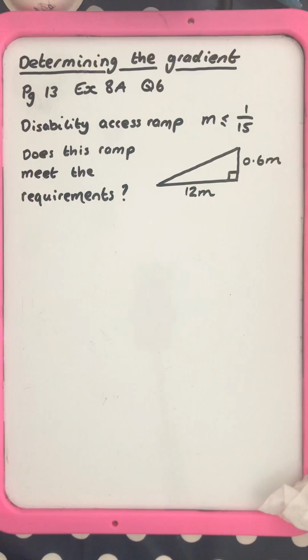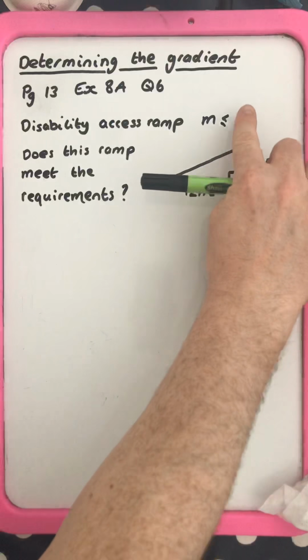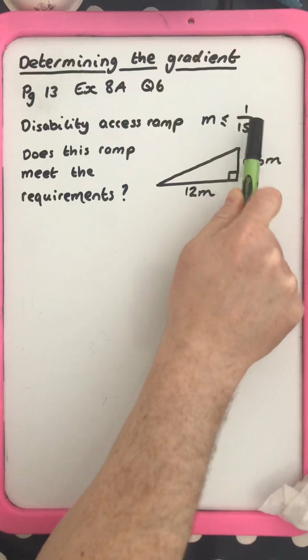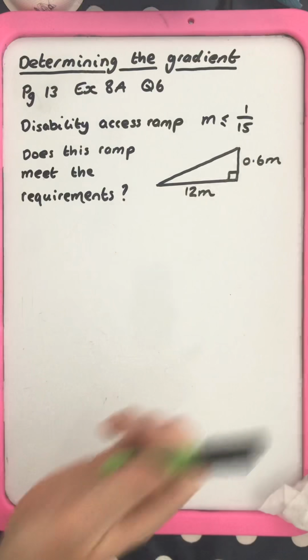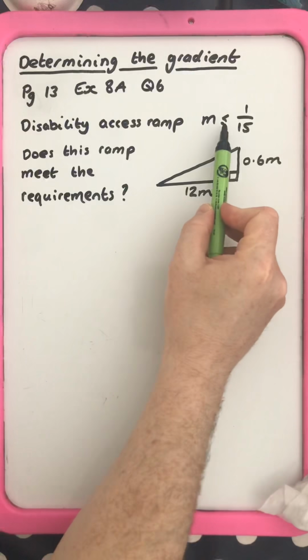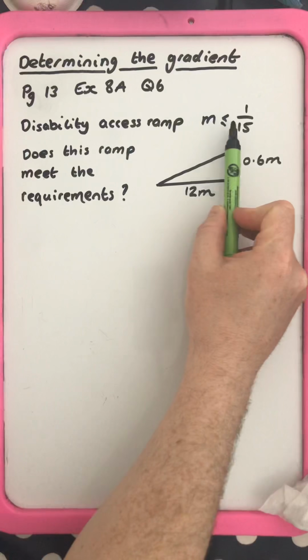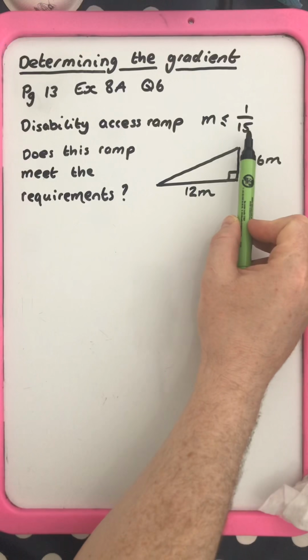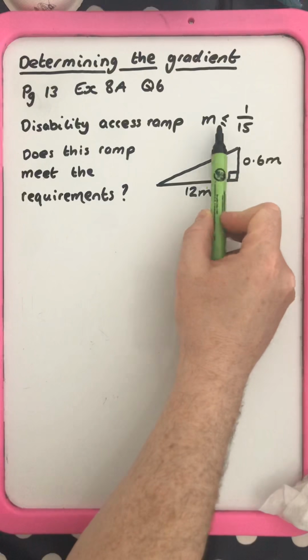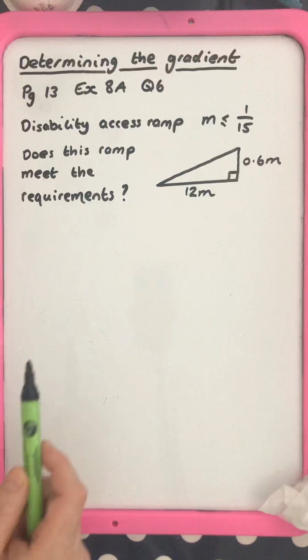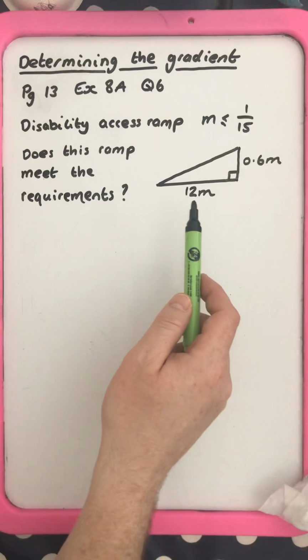The question says a local council requires a disability access ramp to have a maximum gradient of 1 over 15. So I've written this using mathematical notation, right? That less than or equal to is saying the same as a maximum gradient of 1 over 15. So it has to be less than 1 over 15, but it can also be equal to 1 over 15. It says the ramp is designed to be built onto a library.